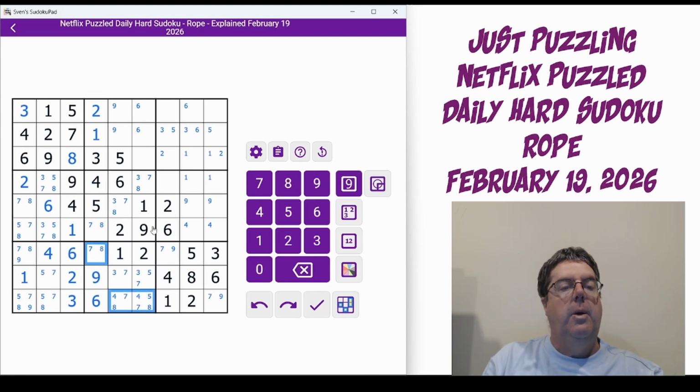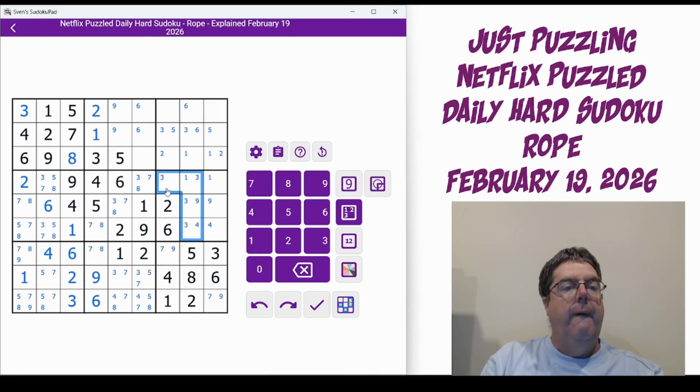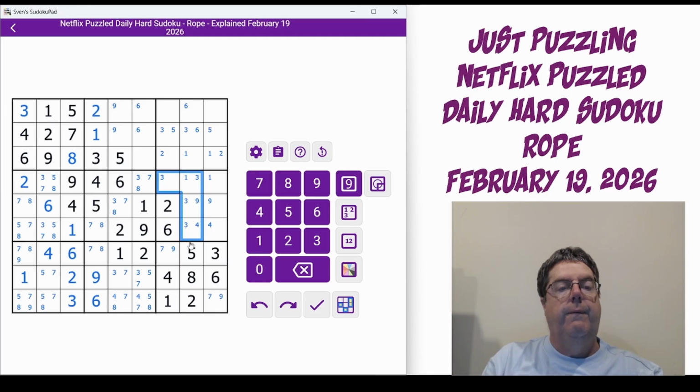7, 9's there. 1's done. 2, 3. 3 comes up here. So 3 is one of these. 4's done. 5 comes up here and across here. So 5 can be one of these outside corners. 6, 7. It's 7, 7's at the top. So 7 can be in all of these.